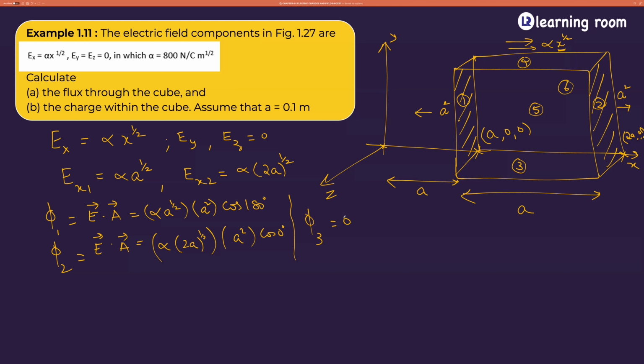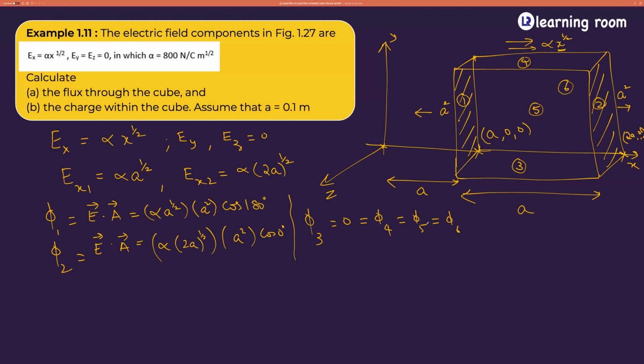What about the flux through the fourth surface? The area vector is upward, the electric field is like this. Again 0. Similarly, for the fifth side, the area vector is like this, the electric field is like this. Again, it is 0. And the same is the case with the sixth face as well. So how many faces are having the flux? The flux is generated only through the first face and the second face, right?